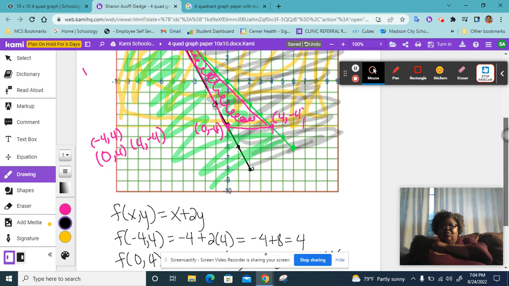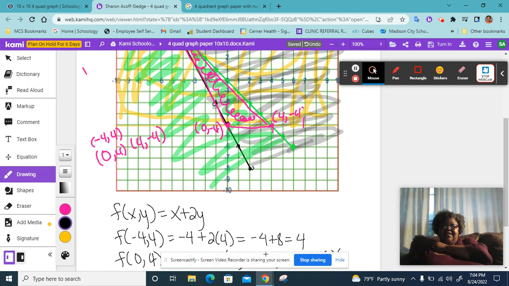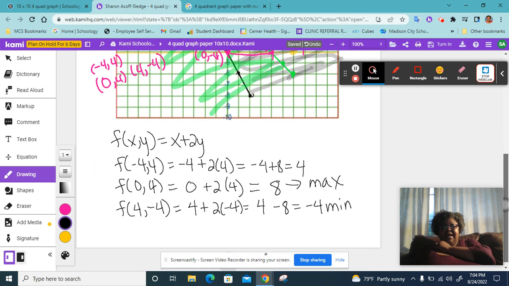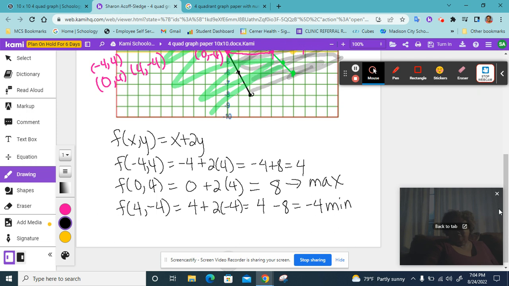Now let's say you had one where you didn't have a defined figure. Let's say it just kept going that way. You wouldn't have a maximum value. You would only have a minimum. If you didn't have that other side to that triangle there, you wouldn't have a maximum, you would only have a minimum. I hope this helps as you work your problems.